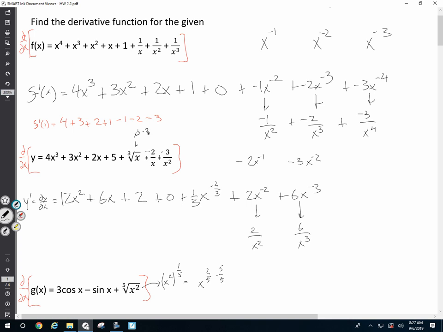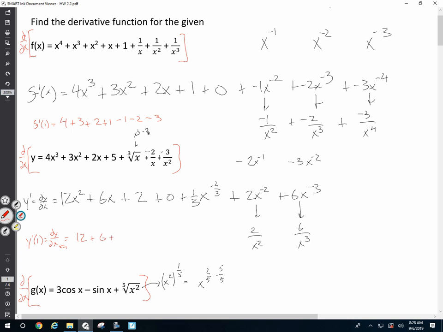Okay, y prime at 1. I'll write it as y prime at 1. Or dy dx at x equals 1. We'll put it underneath the dy dx for notation of you're taking the derivative at 1 or you're finding the slope of the tangent at 1.